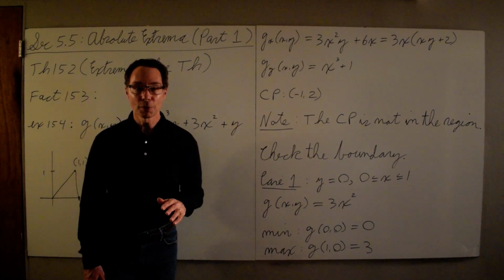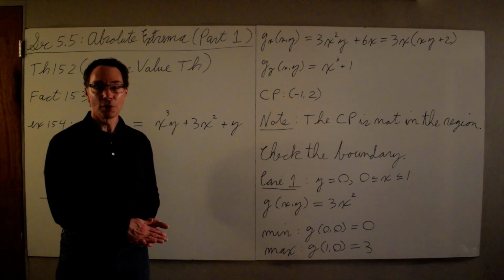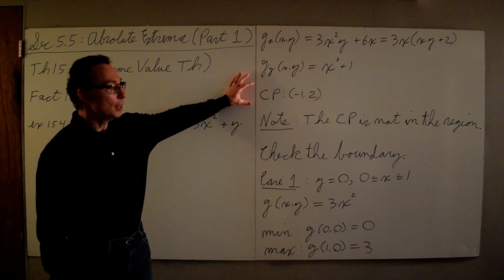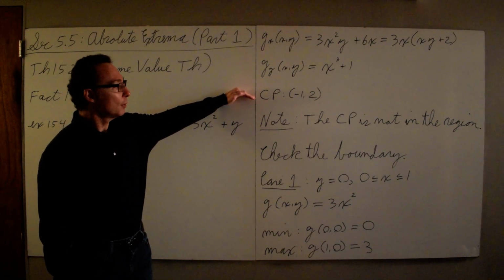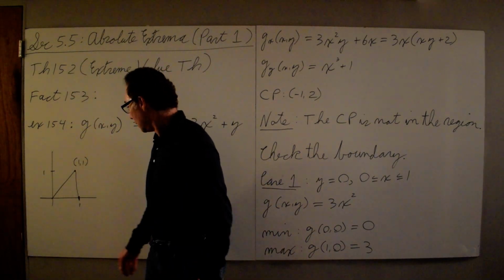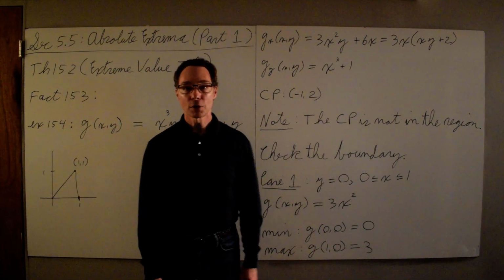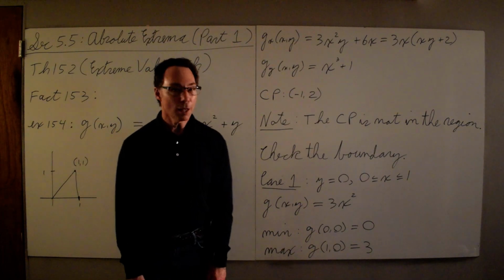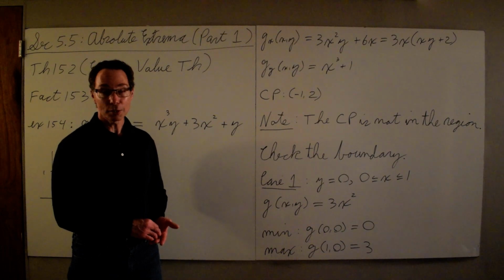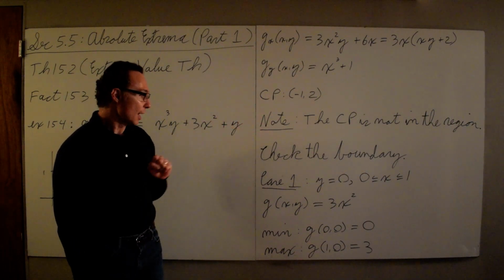Remember in Calc 1, sometimes you would look for a max and a min on an interval, and you'd find the critical numbers, and not all the critical numbers were in the interval. Well, a similar thing has happened here. The critical point that we have found is not in the region. So (-1, 2) is over here, up here somewhere. And so it's not in our region. So that means now we have to check the boundary. This function has a max and it has a min. Critical point's not in the region, so we're going to check the boundary now.